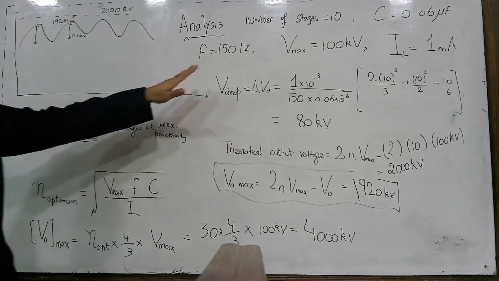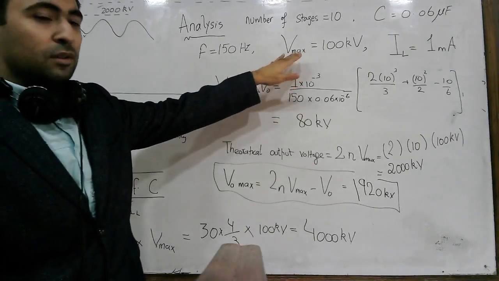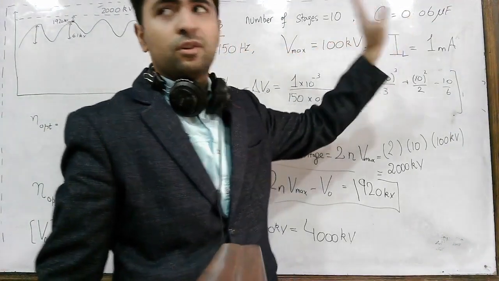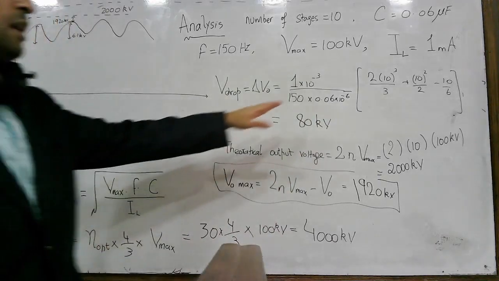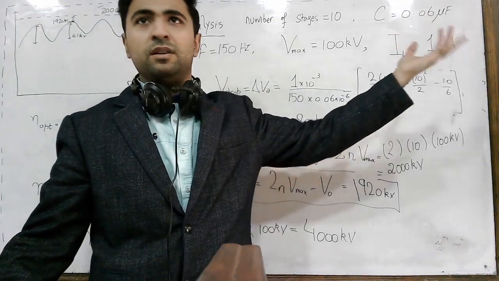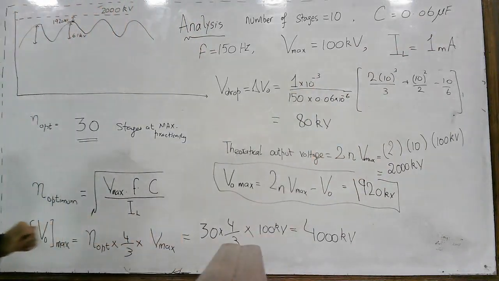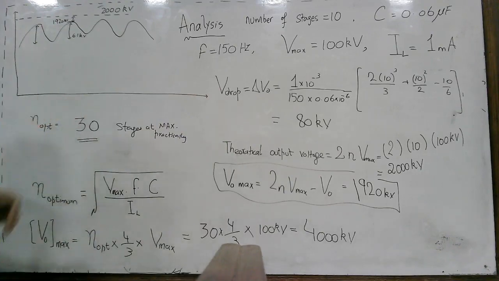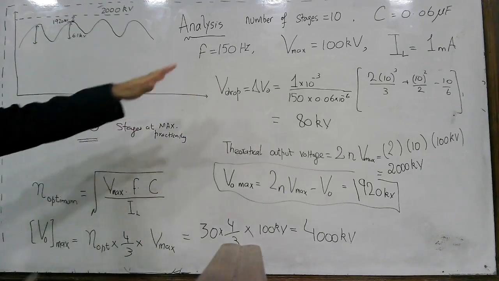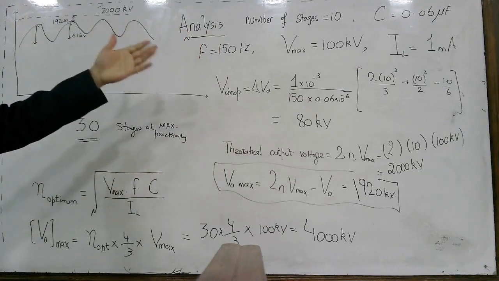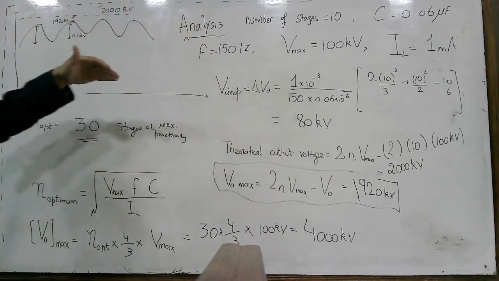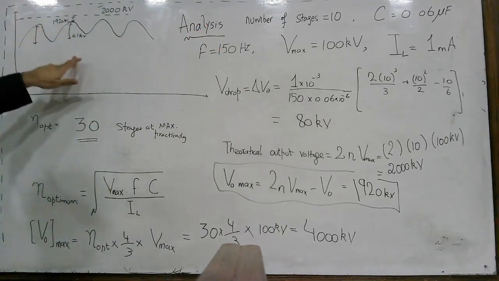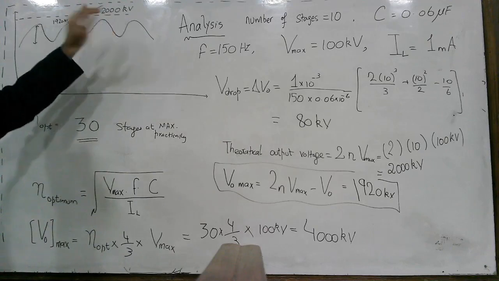Now again, let me clear out your concept. Here we had the power source having the peak value of 100 kilovolt. We chose capacitors of 0.06 microfarad. This is the loading current, which depends on your test object, 1 milliampere, and this is the supply frequency we had. Before that we were using 10 stages, and with the 10 stages the practical value of the output voltage we achieved was 1920 kilovolt, and theoretically it should be 2000 kilovolt.